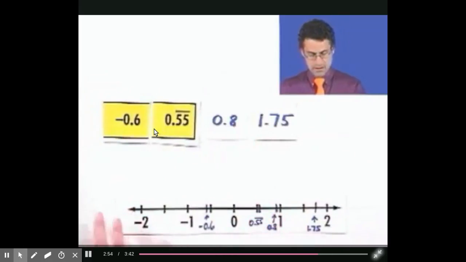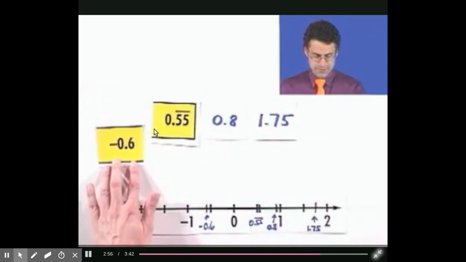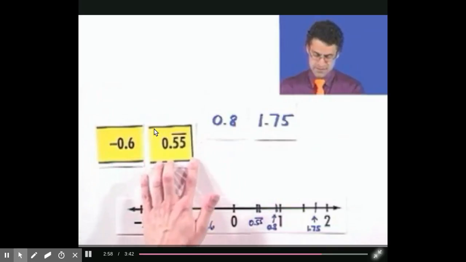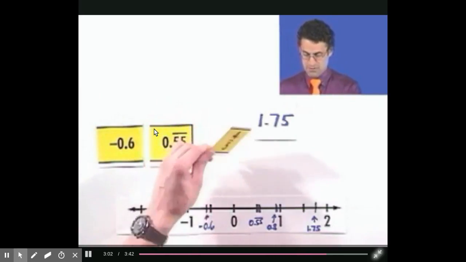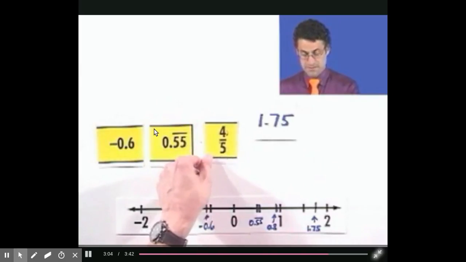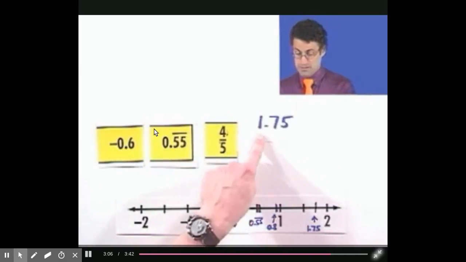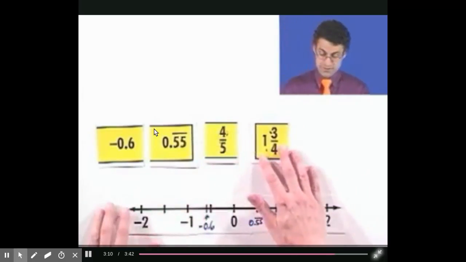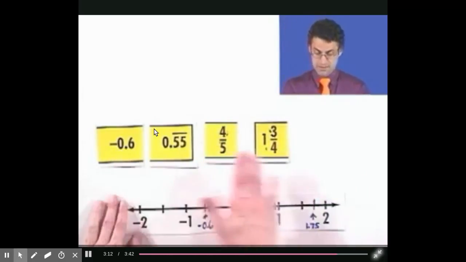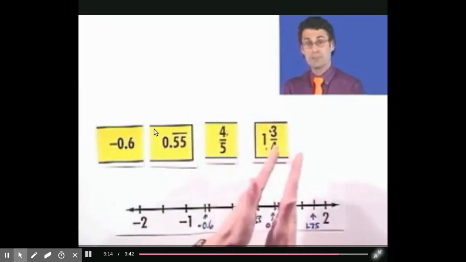What exactly are they? Well, I have negative 0.6. I have 0.55 repeated. I have 0.8, which I remind you is 4/5, that's how it was given to us. And 1.75, I remind you, we converted that from 1 and 3/4. So in fact, here is the ordering of these numbers from smallest all the way up to largest.